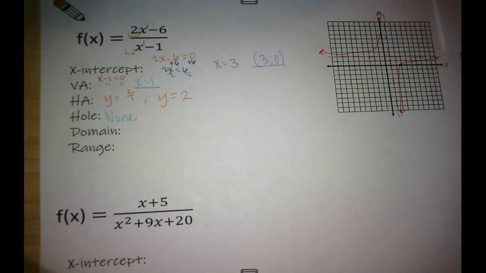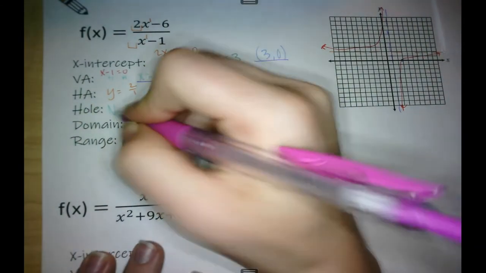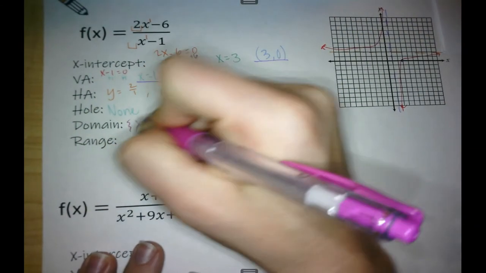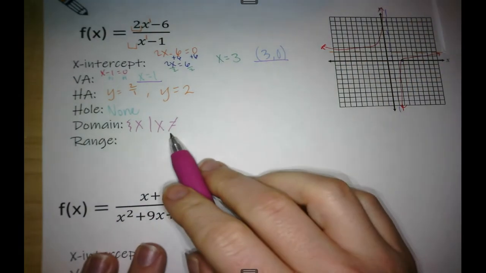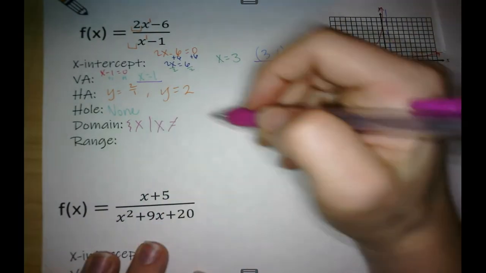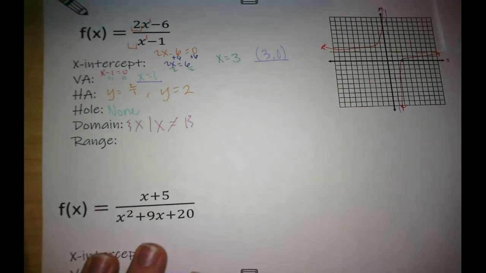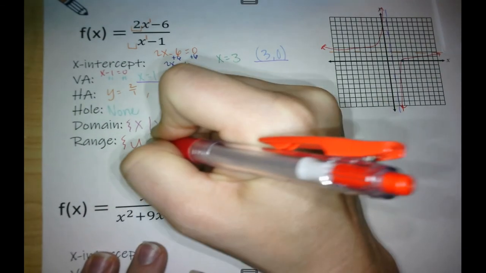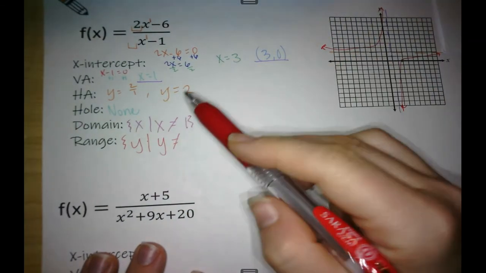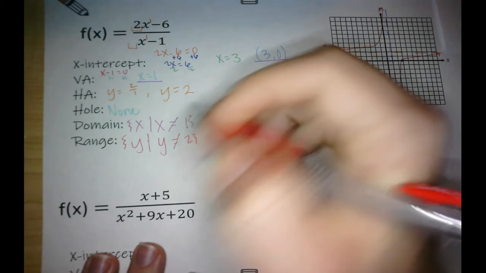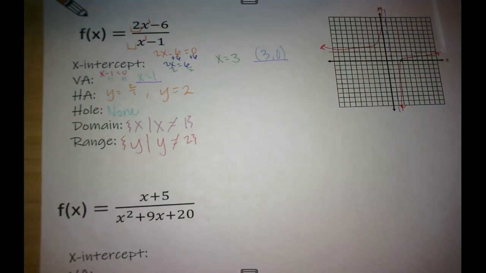None. All right, what is our domain? Remember, we're writing it as x does not equal. What does x not equal? 1. And our range is y does not equal, and it doesn't equal where our horizontal asymptote is, at 2.